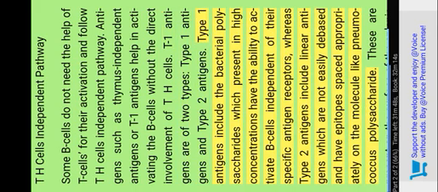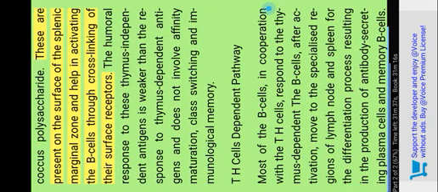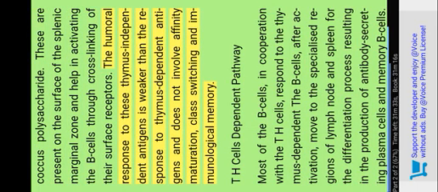Type 1 antigens include the bacterial polysaccharides, which, present in high concentrations, have the ability to activate B cells independent of their specific antigen receptors, whereas type 2 antigens include linear antigens which are not easily degraded and have epitopes spaced appropriately on the molecule, like pneumococcus polysaccharide. These are present on the surface of the splenic marginal zone and help in activating the B cells through cross-linking of their surface receptors. The humoral response to these thymus-independent antigens is weaker than the response to thymus-dependent antigens and does not involve affinity maturation, class switching and immunological memory.